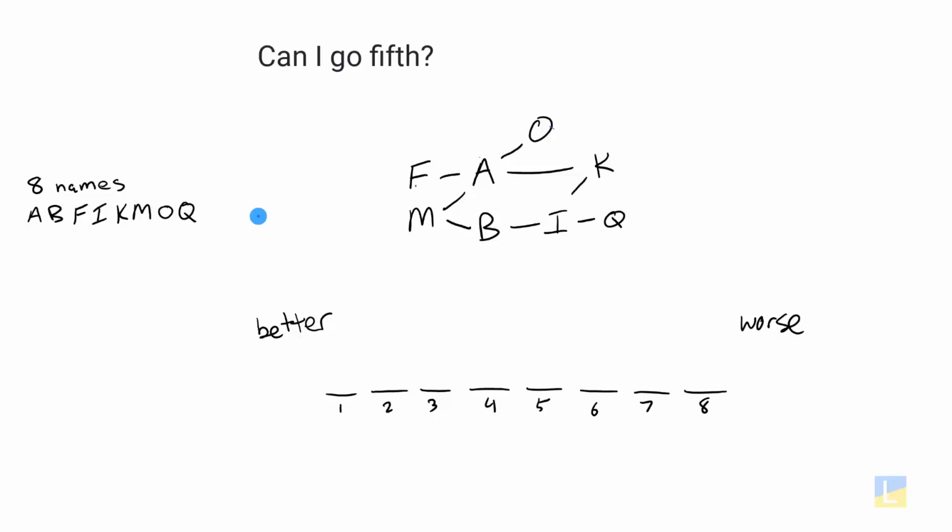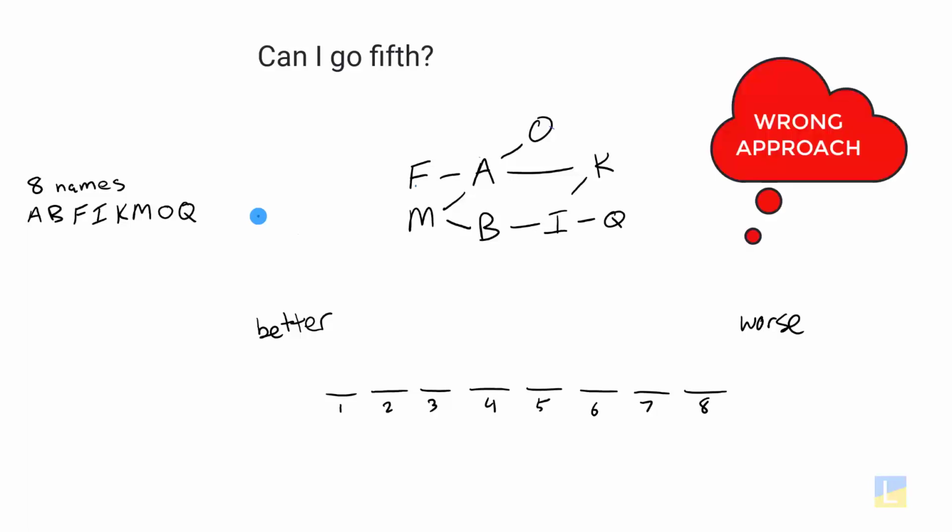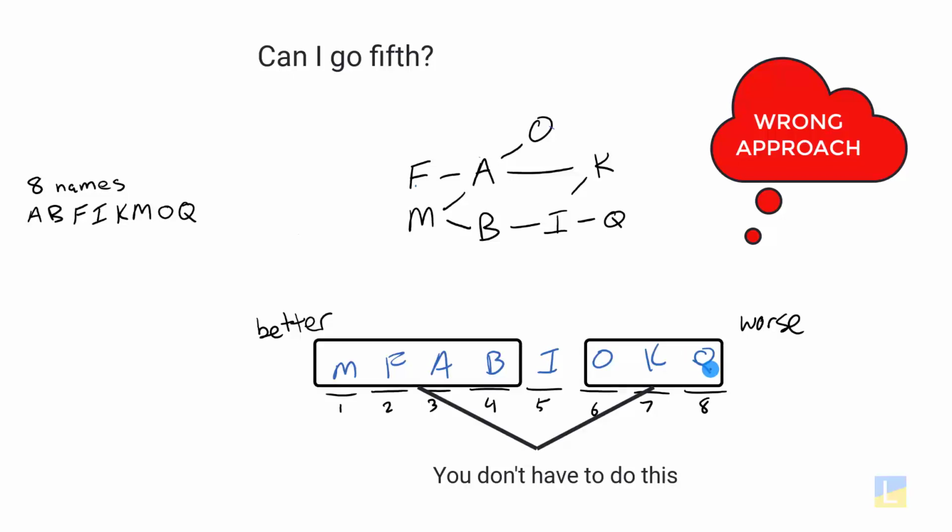Can I go in the 5th spot? Now the wrong way to think about this is, well, yeah, I guess I could put M and then F and then A and then B. Yeah, it looks like the I can go 5th because I can just put O, K, Q after. Yeah, that works. Again, that is a complete waste of time because we spent all this time thinking about potential orders for all of these other letters that don't matter.